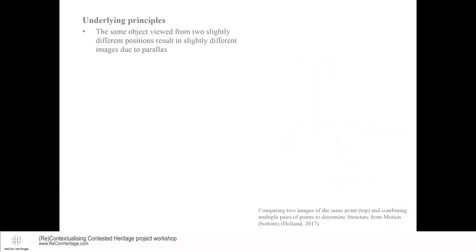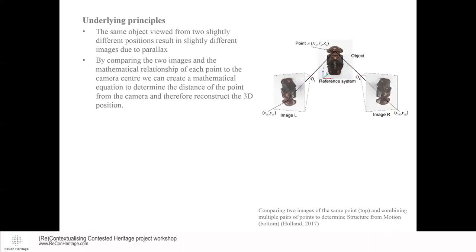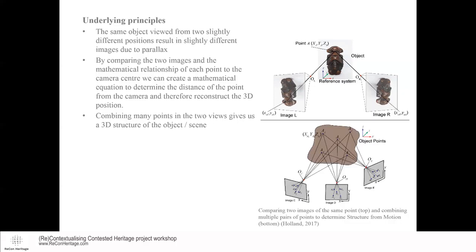So the underlying principle is that the same object viewed from two slightly different positions results in different images. So this small ornament from my house that I photographed from two positions appears slightly different. And comparing those two images, and especially comparing the mathematical relationships between points on those images and the center of those images, we can create a mathematical equation to work out the depth of that point from the camera, or from each camera. And that allows us to reconstruct the 3D position.